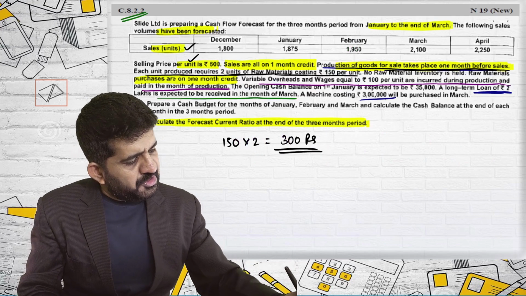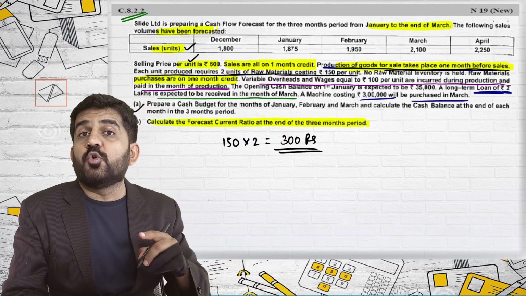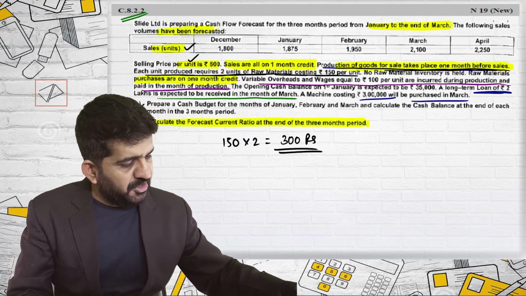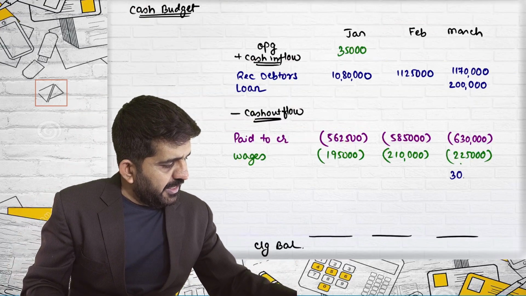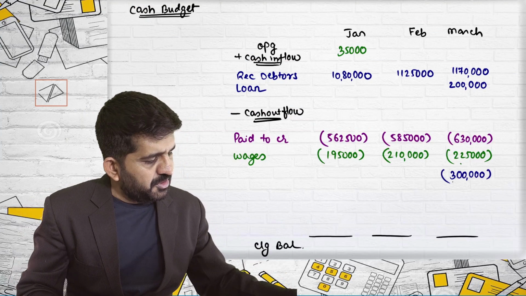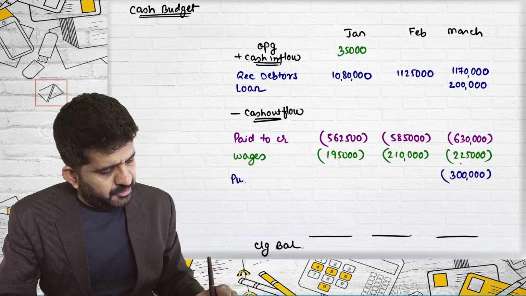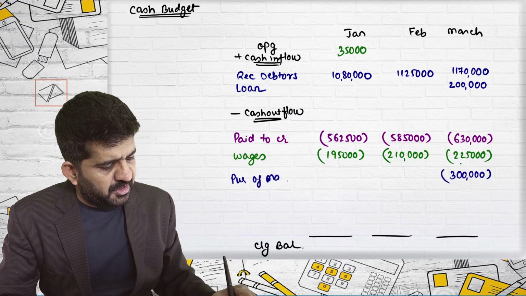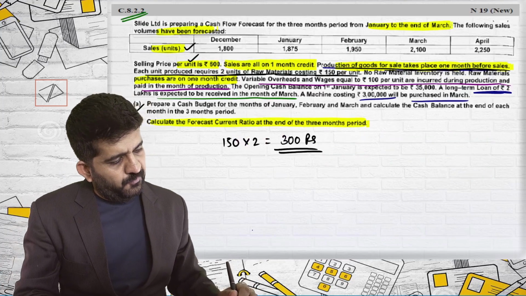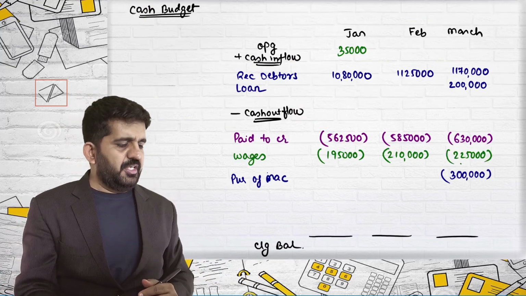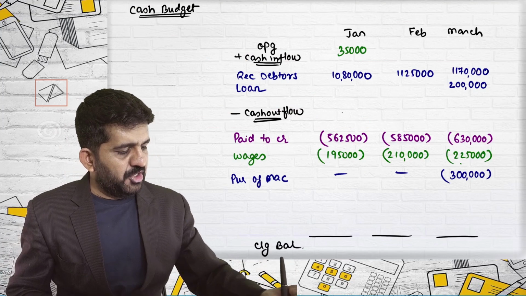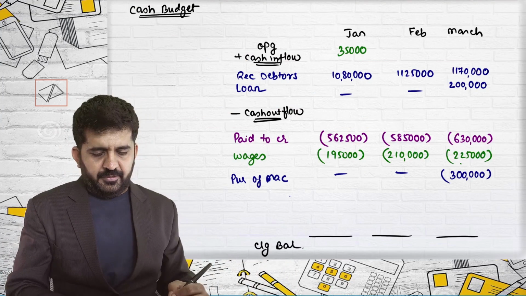And a machine costing 3 lakhs will be purchased in March. So we are assuming that we will be paying cash for the machinery. Purchase of machinery in cash is my cash outflow. Prepare a cash budget. Now there is just addition and subtraction to be done.